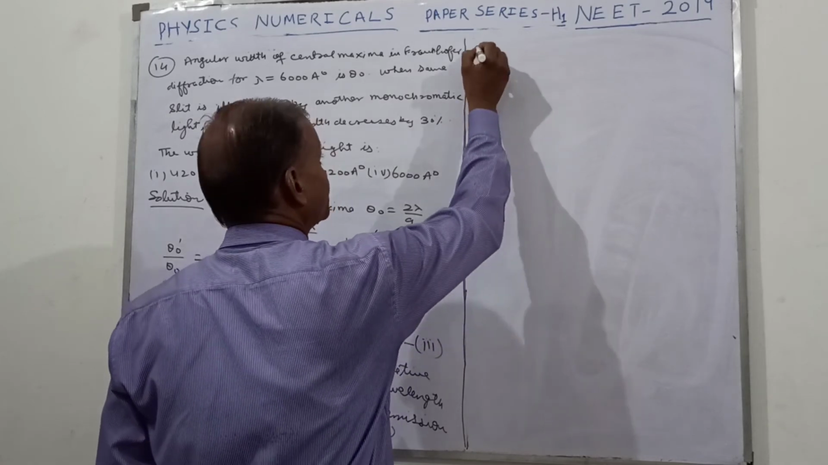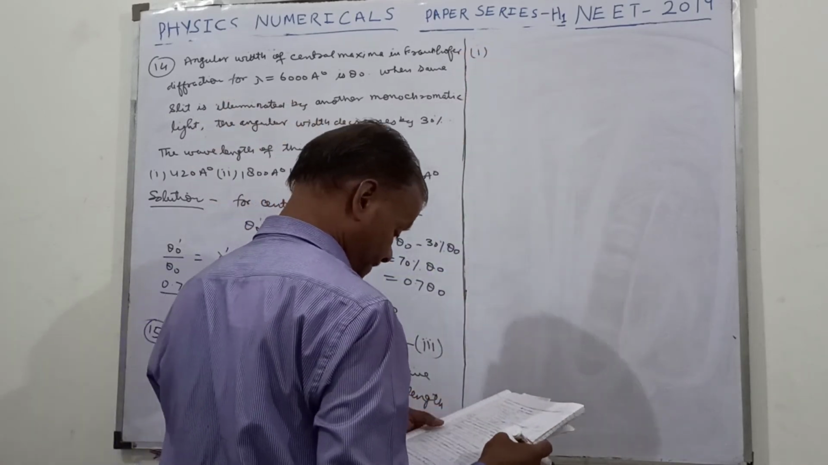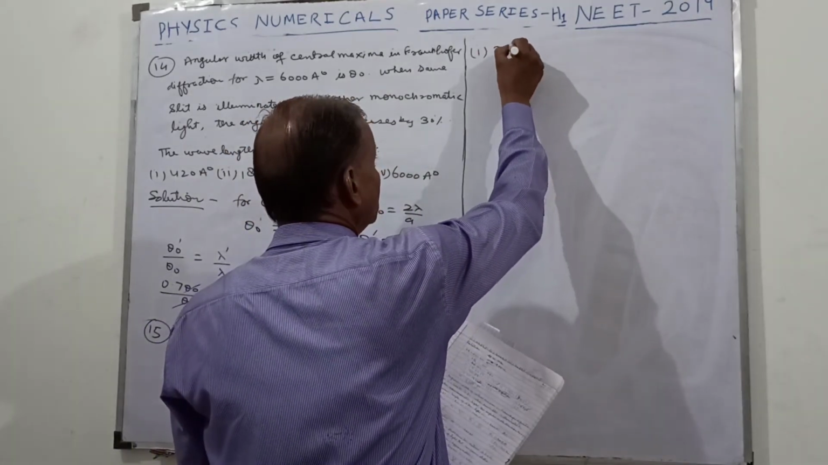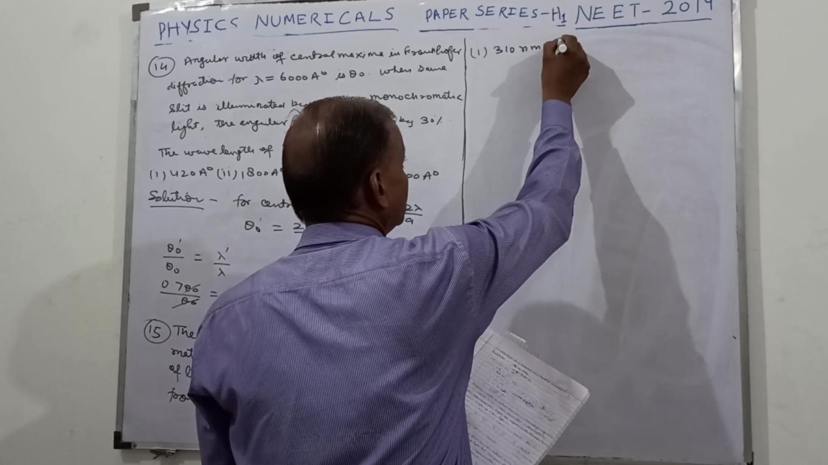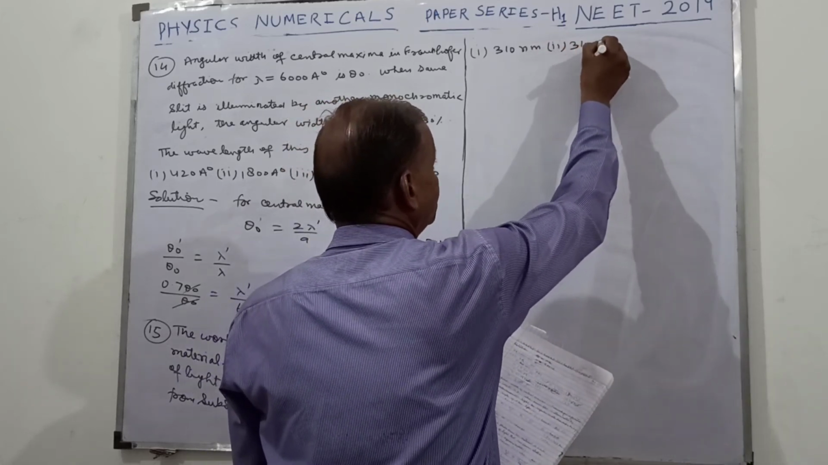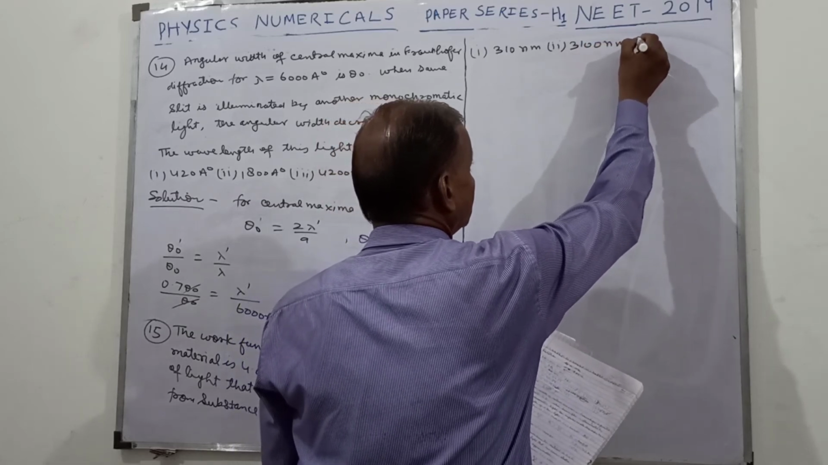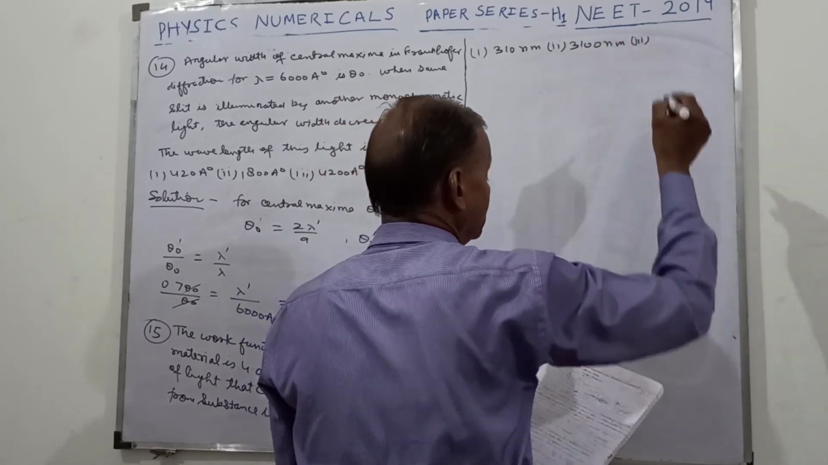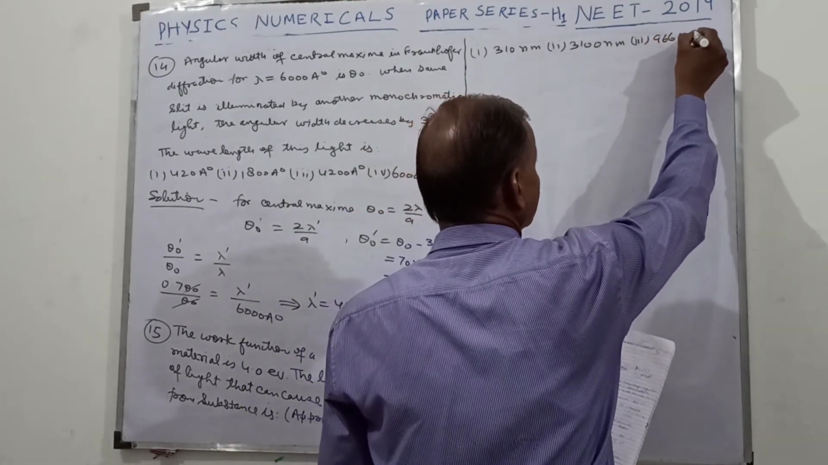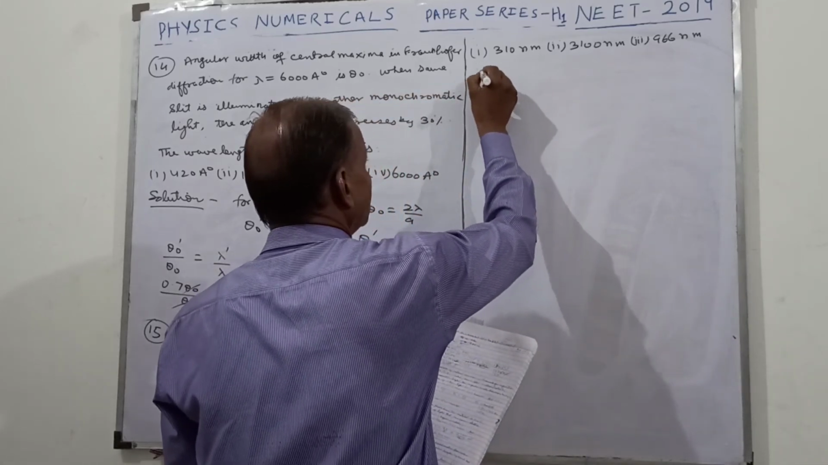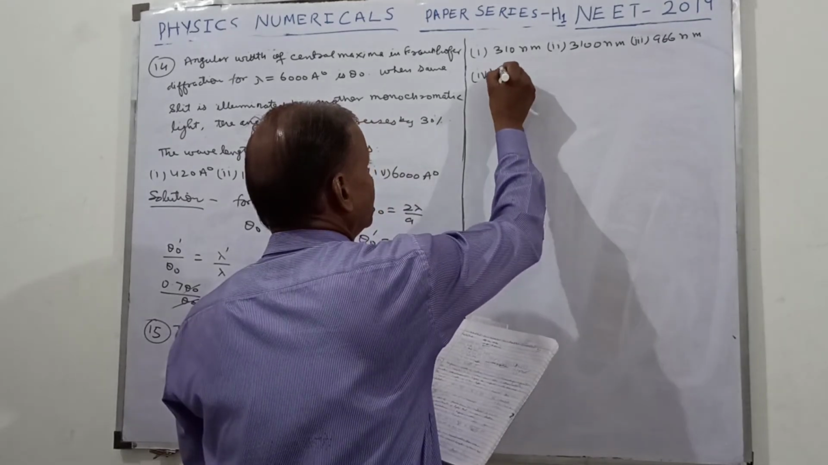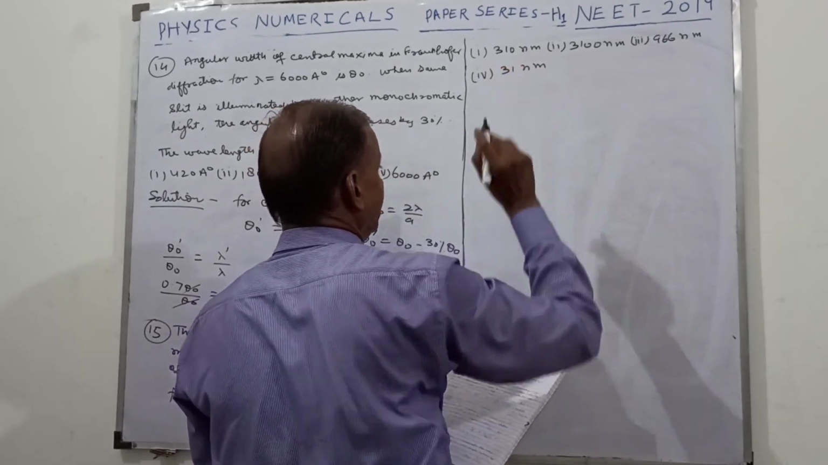And now the options are here. First is 310 nanometer. Second is 3100 nanometer. And third is 966 nanometer. And fourth is 31 nanometer.